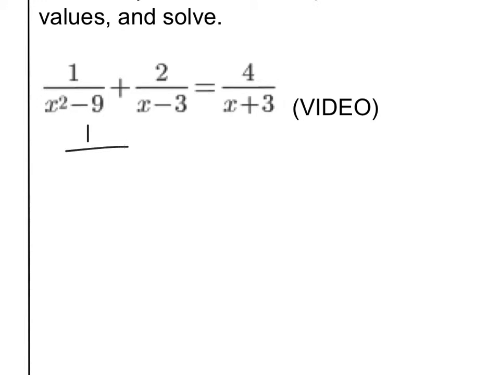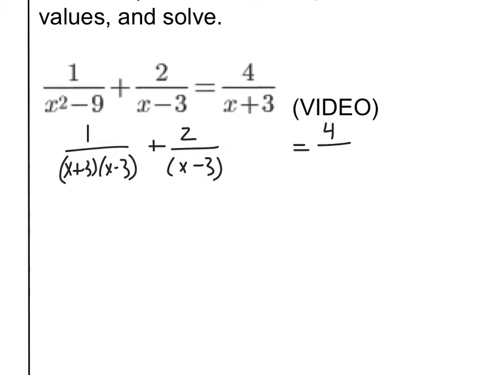That's going to be 1 over x plus 3 and x minus 3 plus 2 over x minus 3. I'm going to leave a little bit of space because I know I'm going to have to find some common denominators. And 4 over x plus 3. Okay, excluded values. I know that for this, x cannot be negative 3, and x cannot be positive 3. So if I happen to get one of those answers that can't work for this problem, I'm trying not to make those, but if I do things on the fly, which this problem was made, that sometimes happens.